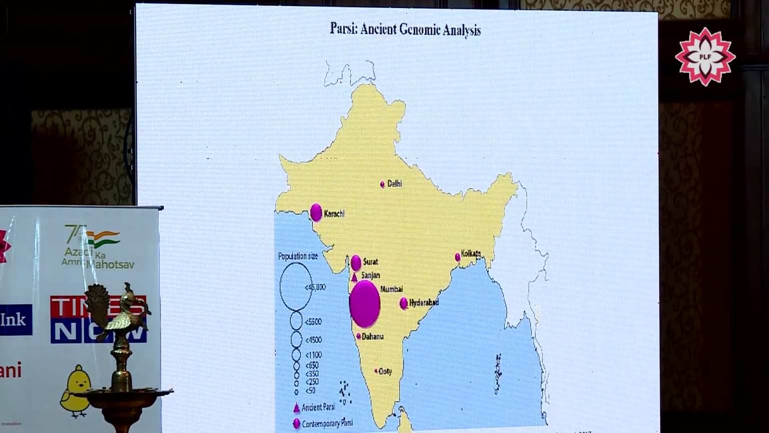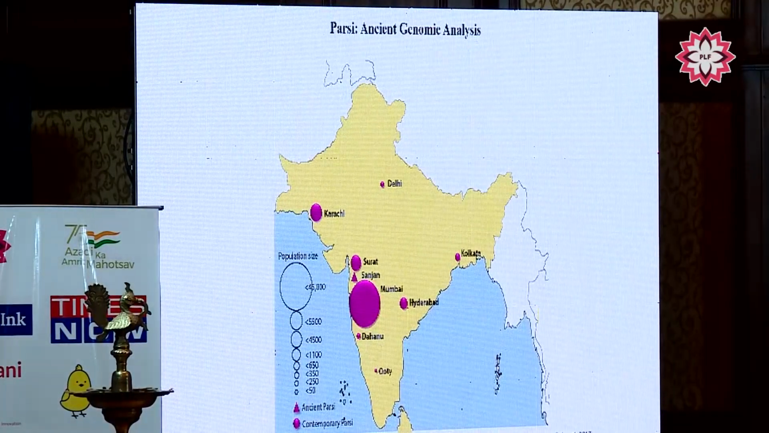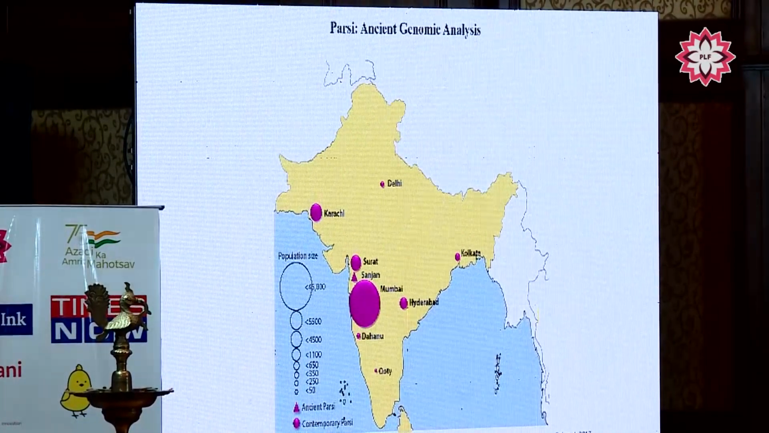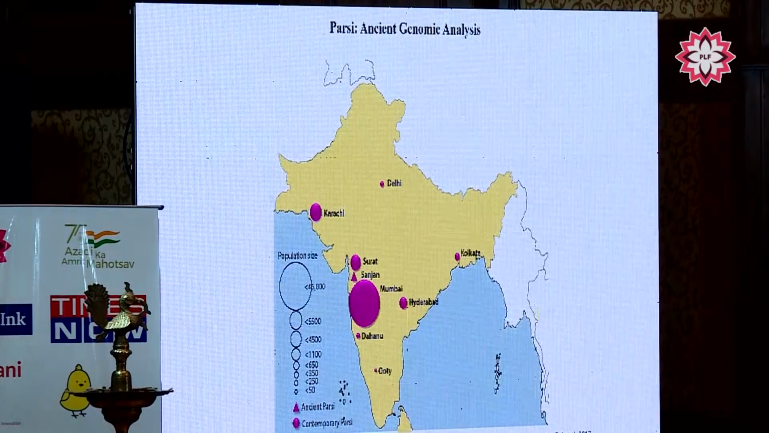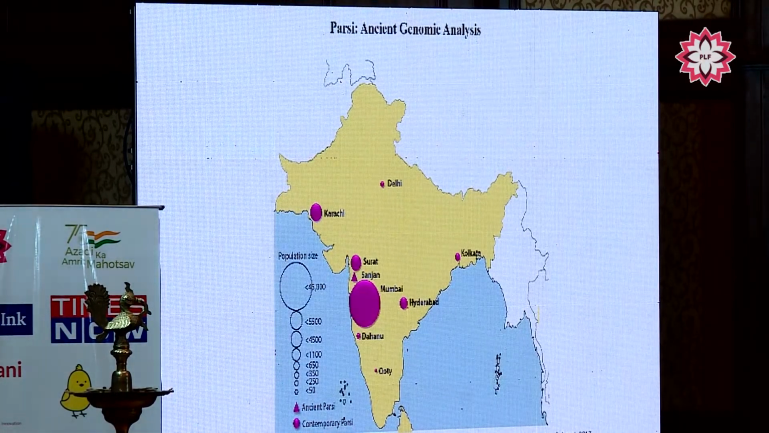Same like in Parsis, we have analyzed around 45 modern samples and around 16 samples from the archaeological collections. We compared them, and we found that the majority of the population was male and 20% was female, and they migrated to Gujarat and are now happily settled in India. But we often get confused about their ancestry.